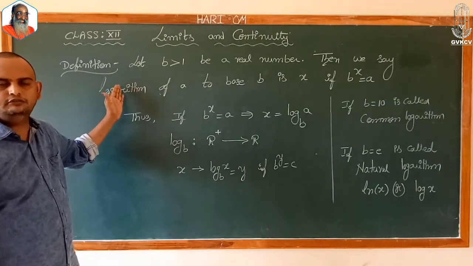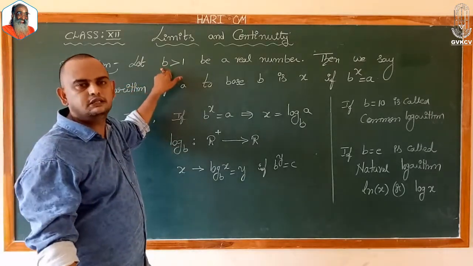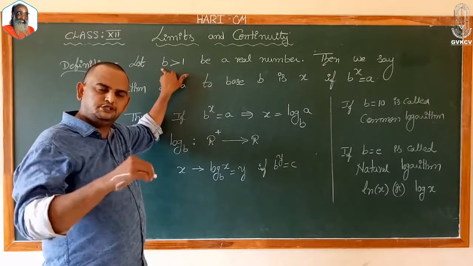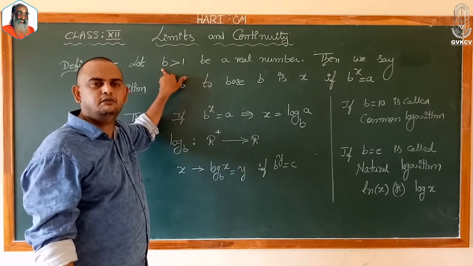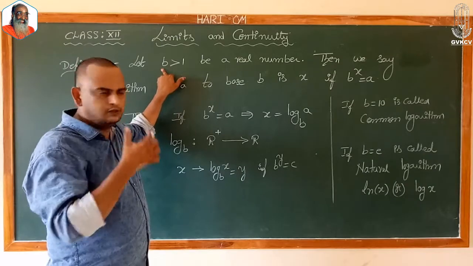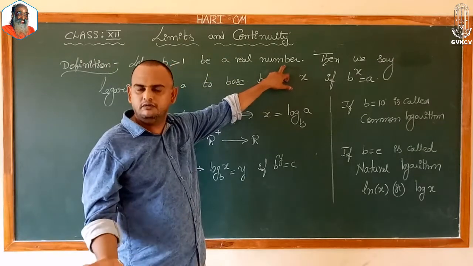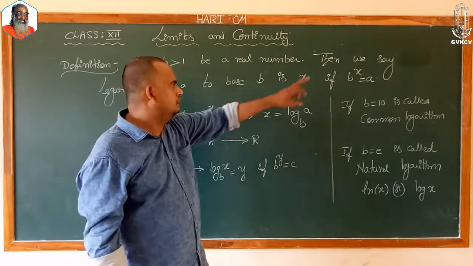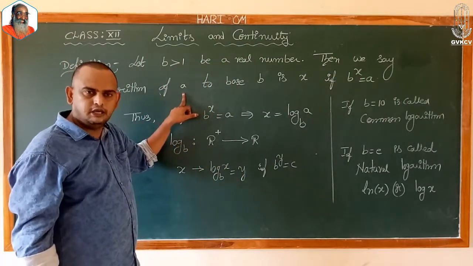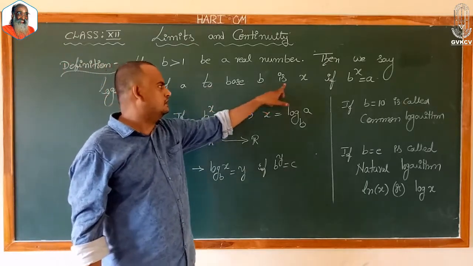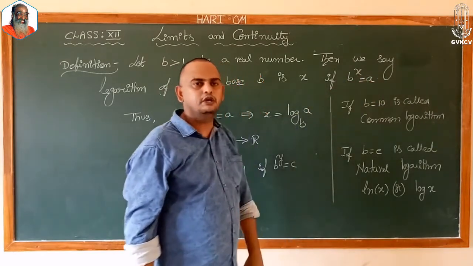Now this is the definition of the logarithmic function. Let b be greater than 1. Here b is nothing but the base. In exponential form also, the base must be greater than 1 and a positive real number. So let b greater than 1 be a real number, which means it is always a positive real number. Then we say the logarithm of a to base b is x if b power x is equal to a.